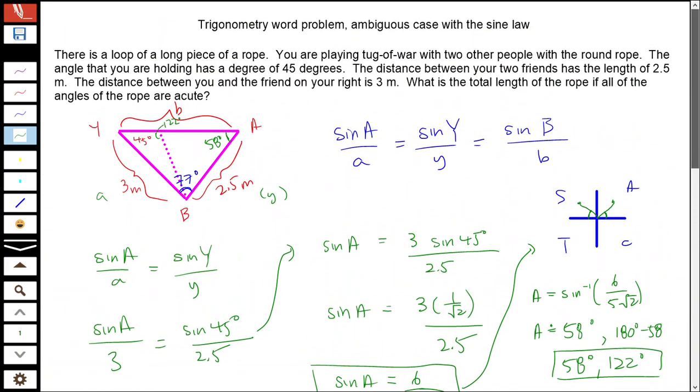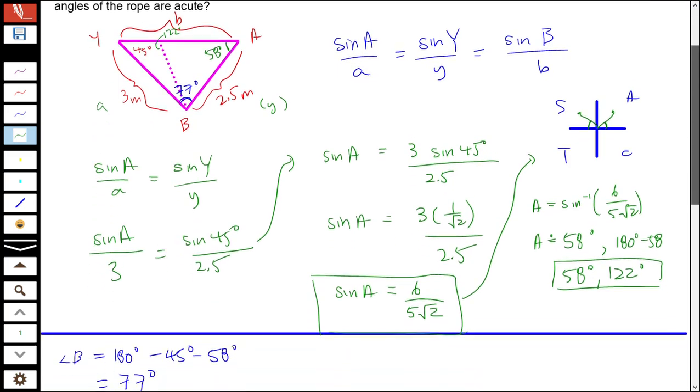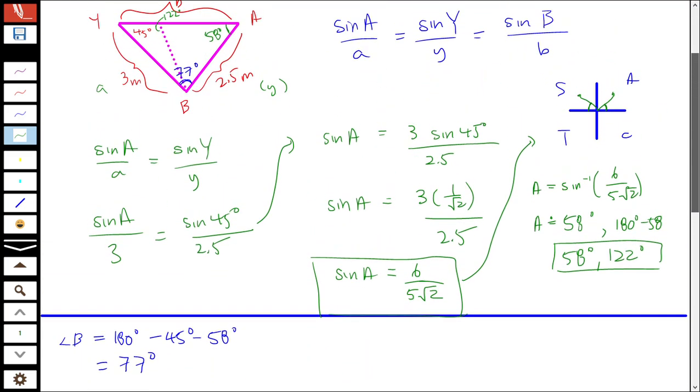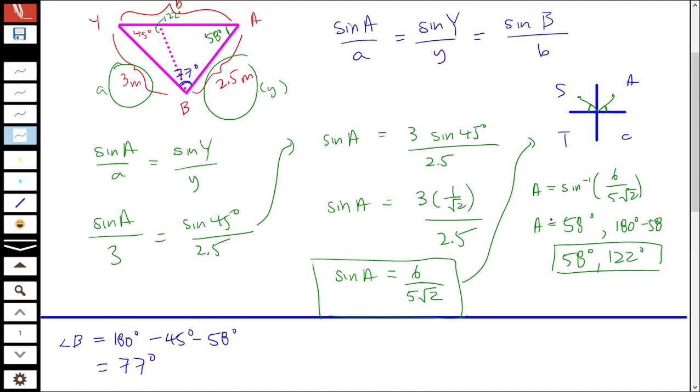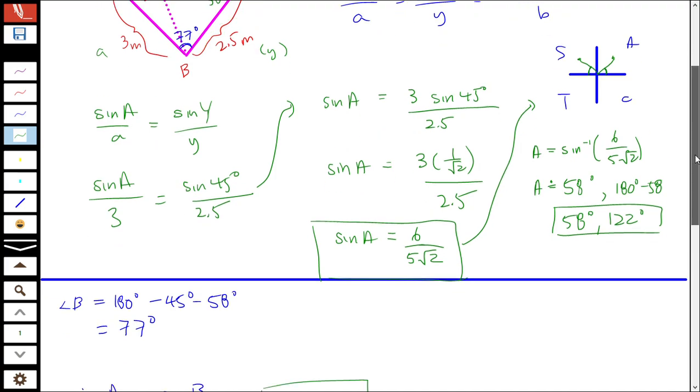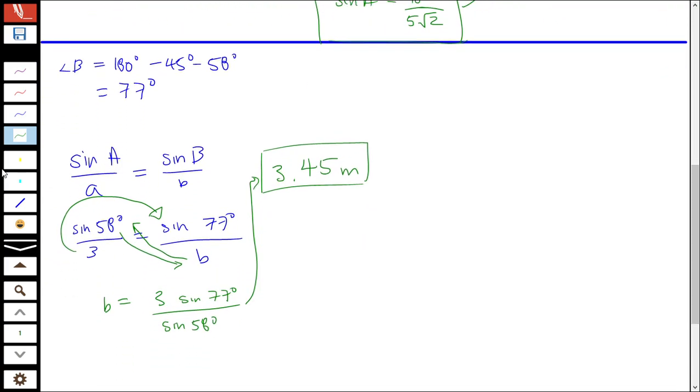And the question is asking, what is the total length of the rope? Well, all you have to do is take the 3.45, take the 3, take the 2.5, and add them all together. Okay. Let me just try this. If you decide to use a cosine law, that should still work. So let's say I decided to use a cosine law. Let's just verify that we can get the same answer of 3.45.